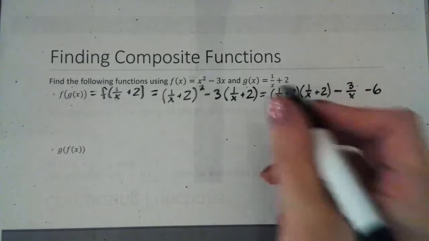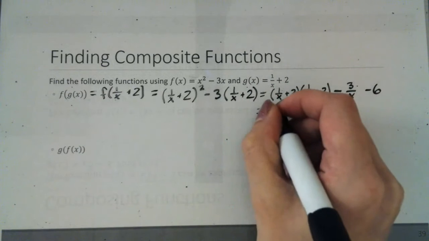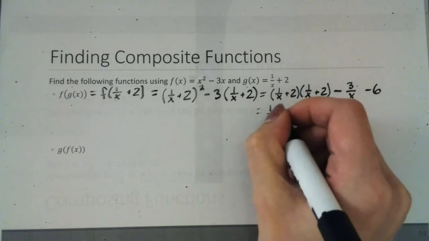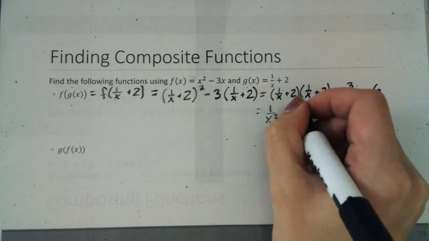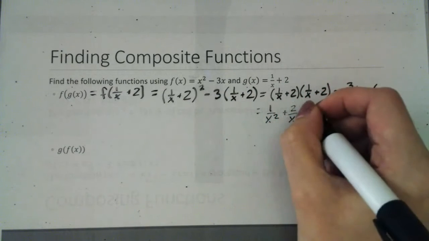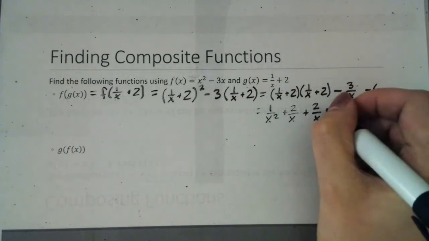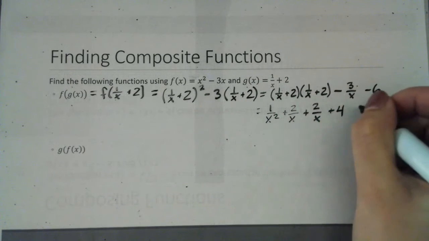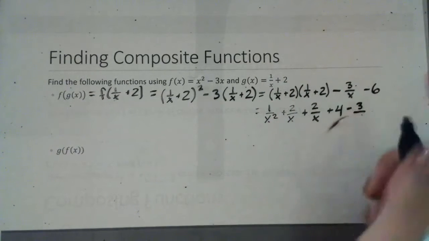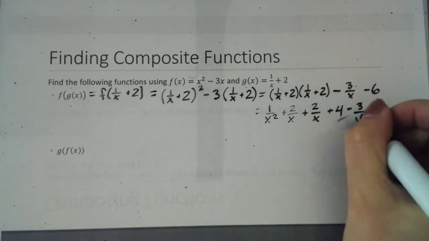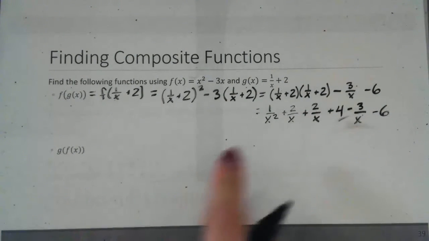So now I can FOIL this first product. 1 over x times 1 over x is 1 over x squared. My outside terms, I get 2 over x. My inside terms, I also get 2 over x. And then I get 2 times 2, which is 4. We still have our minus 3 over x, minus 6.